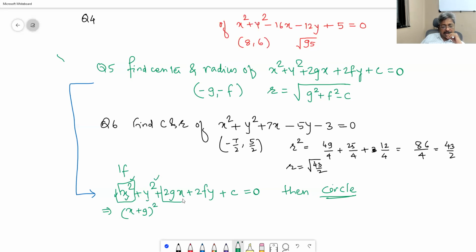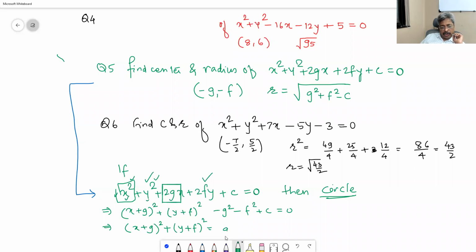This term is taken care of, and unnecessarily we have added g square, so we need to subtract g square, right? Plus I can complete (y + f) whole square. So this term is also taken care of, but unnecessarily added an f square, so you should subtract f square, plus c is equal to 0. So I can write it as (x + g) whole square plus (y + f) whole square is equal to g square plus f square minus c.